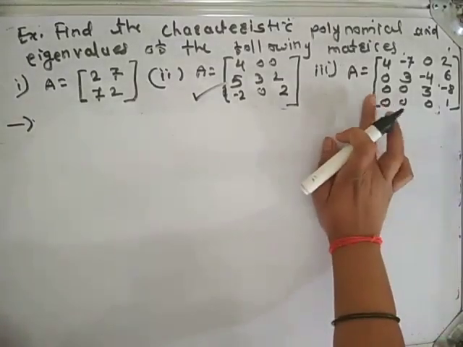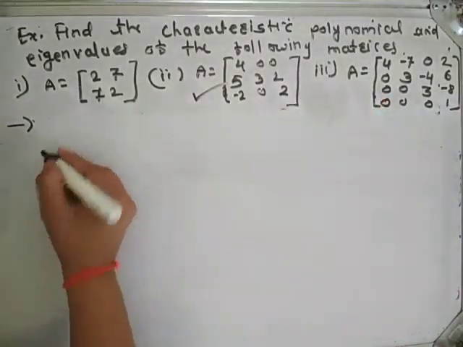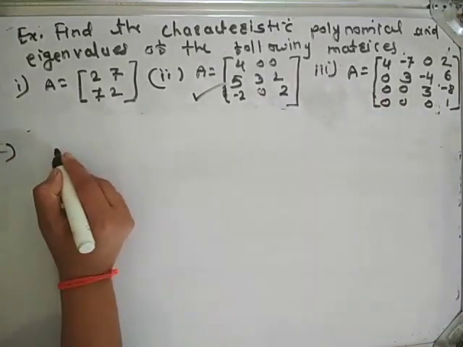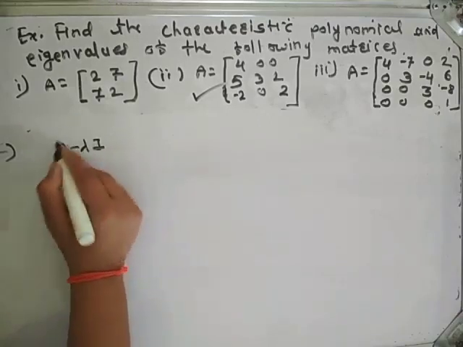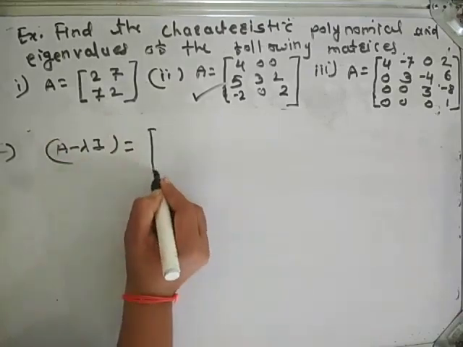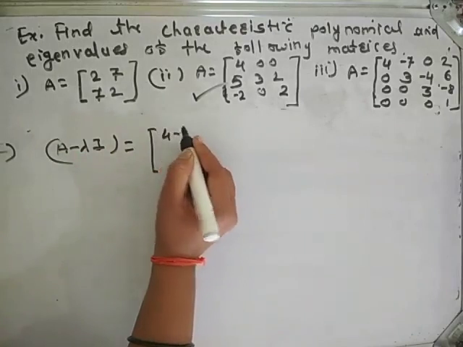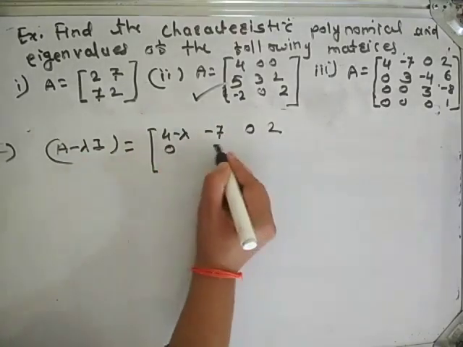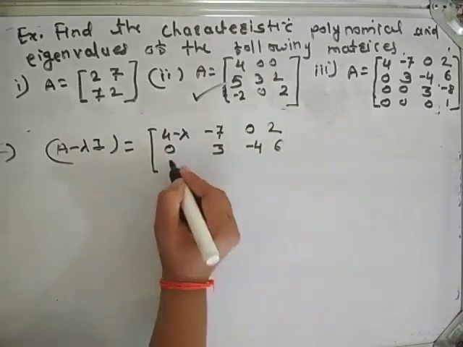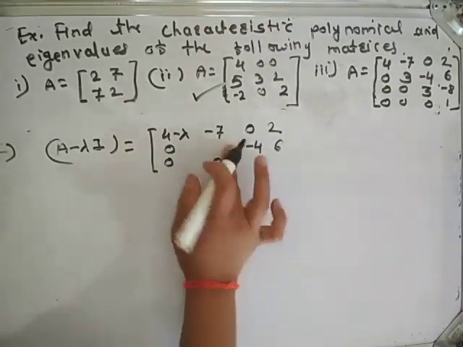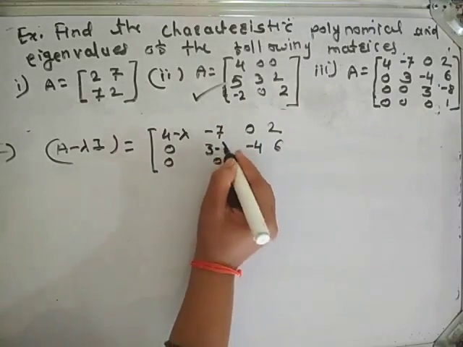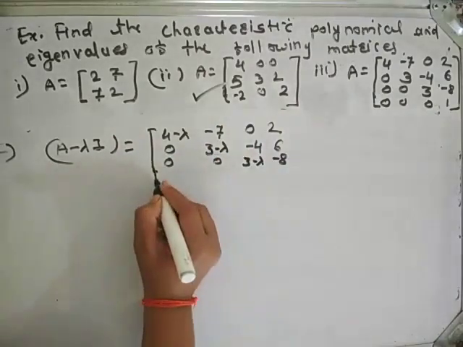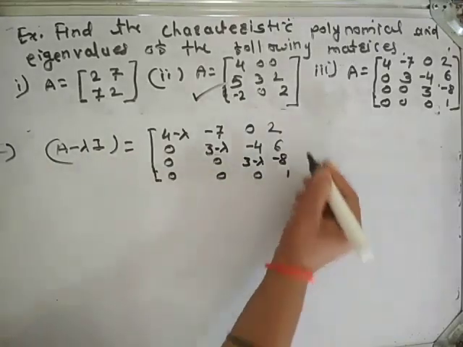Now we will find the eigenvalues of this matrix. Solution. Here A minus lambda I is nothing but matrix 4 minus lambda minus 7 0 2, 0 3 minus lambda minus 4 6, 0 0 3 minus lambda minus 8, 0 0 0 1.